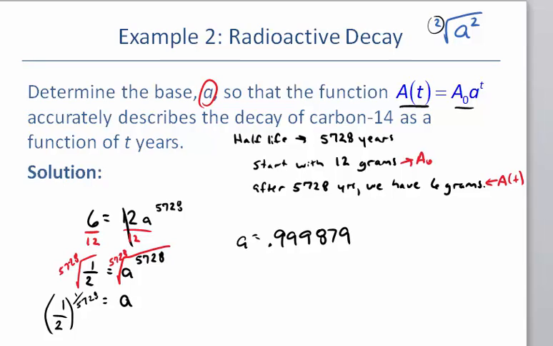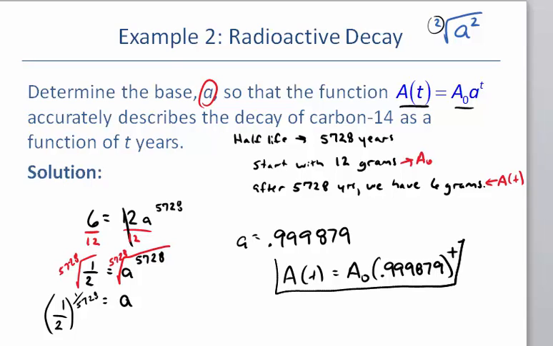All right, so now we can take our function, which looks like A sub t equals A sub 0, and we're going to plug in the A that we have just found, so 0.999879, and raise that to the t power. All right, and so now we have our function that we can work with if we were asked to identify values for carbon-14.